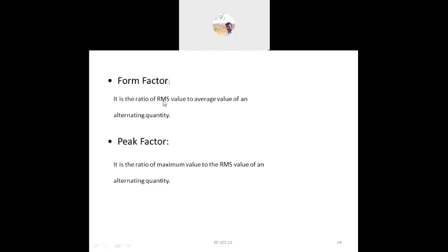Form factor is the ratio of the RMS value to the average value of an alternating quantity. Next, peak factor is the ratio of the maximum value to the RMS value.